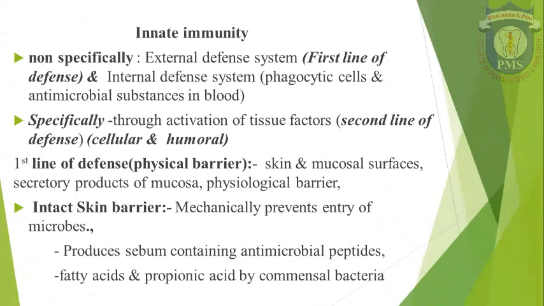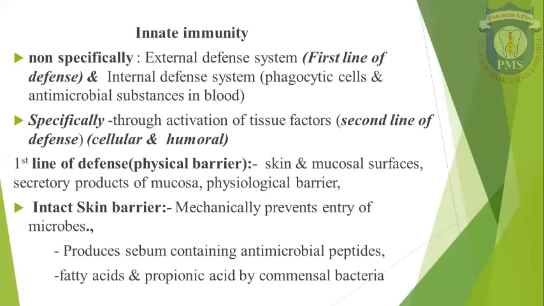So next we will move on in detail to innate immunity. Innate immunity may take place either non-specifically or specifically. Non-specifically, it is the external defense mechanism, that is the first line of defense, and internal defense mechanism, that is phagocytic cells and antimicrobial substances in blood. And specifically, the innate immunity is through the activation of tissue factors, that is the second line of defense, cellular and humoral responses.